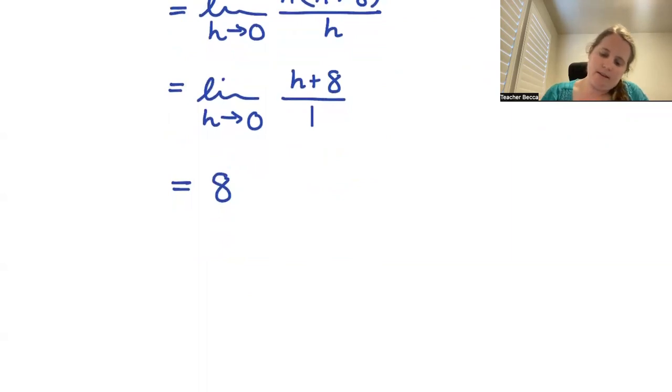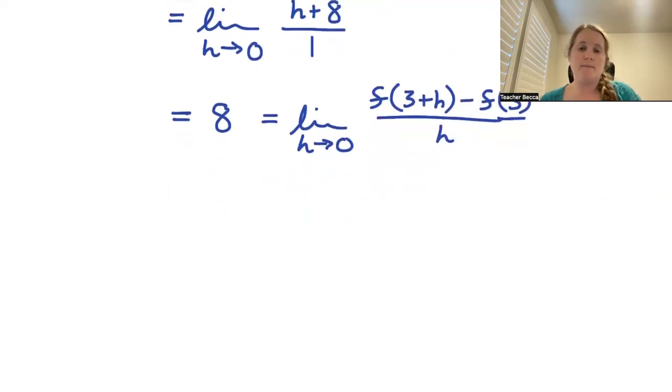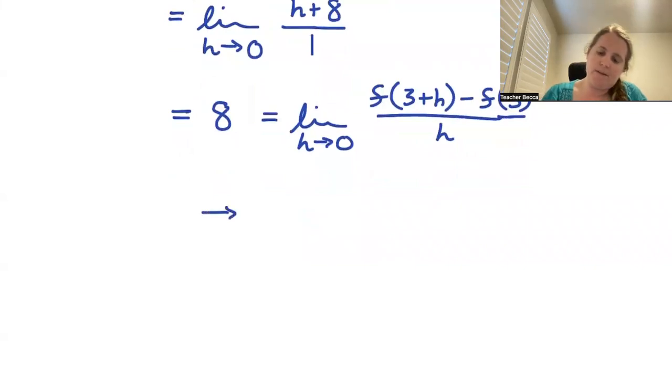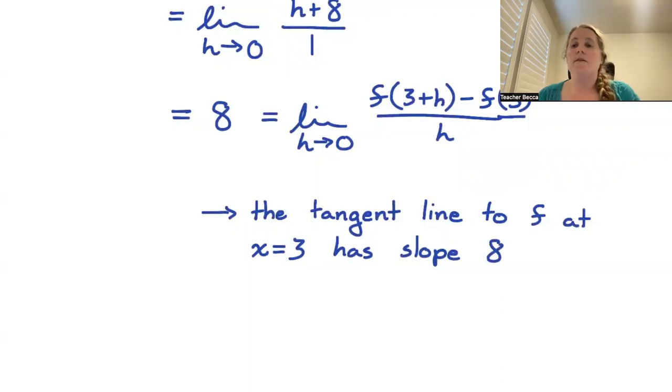So this is our limit as h goes to 0 of f of 3 plus h minus f of 3 all over h is simply equal to 8. Or in other words, the tangent line to f at x equals 3 has slope 8.